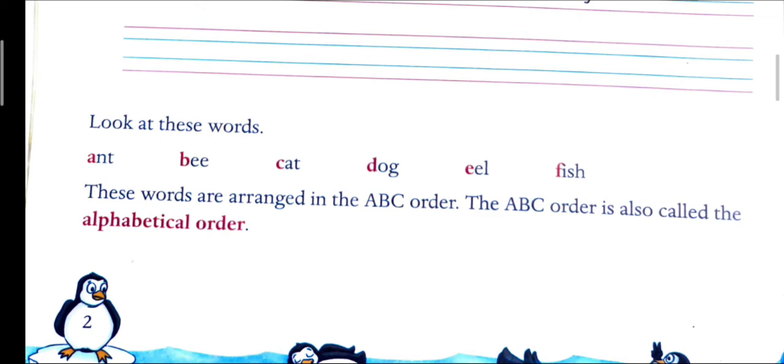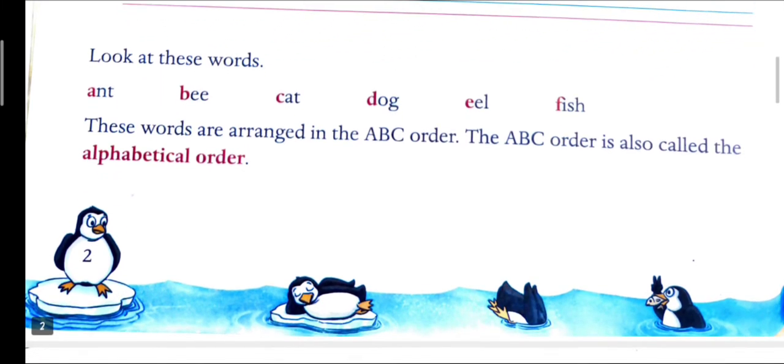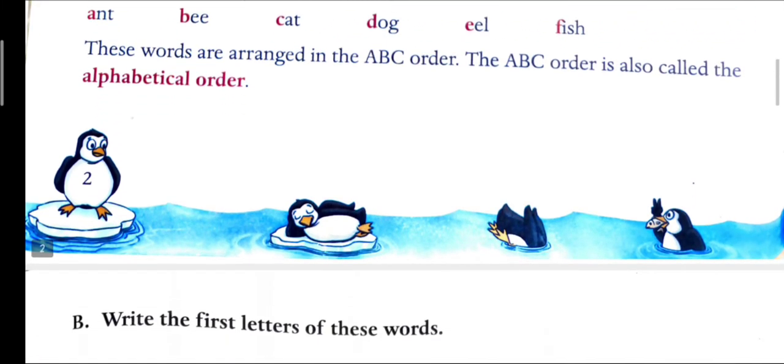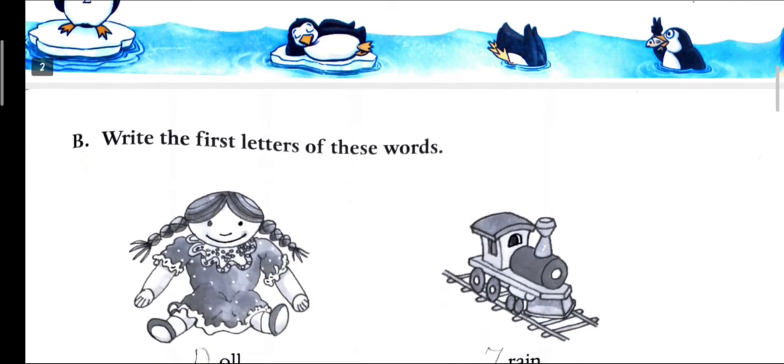These words are arranged in the ABC order. The ABC order is also called the alphabetical order. Okay. When we write some words in ABC order, that ABC order is also called the alphabetical order.